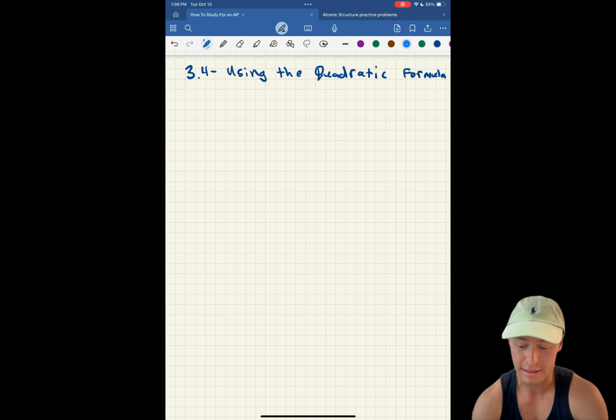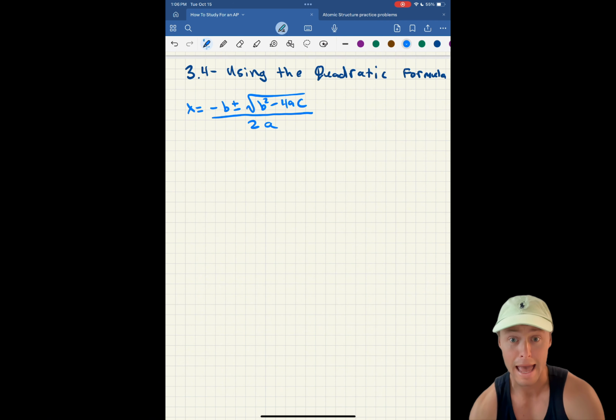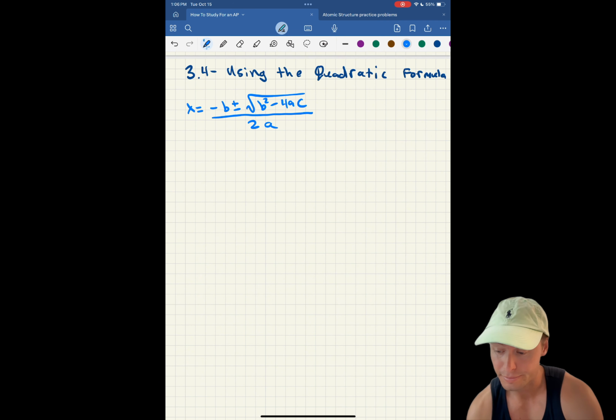The quadratic formula is x equals negative b plus or minus the square root of b squared minus 4ac, and that whole thing is divided by 2a. Okay, so what are b, a, c, and x referring to in this formula?